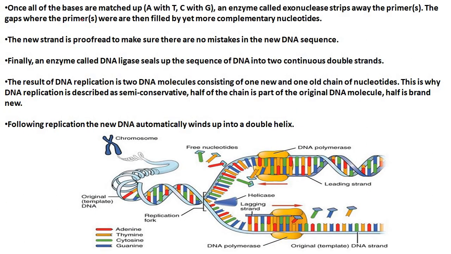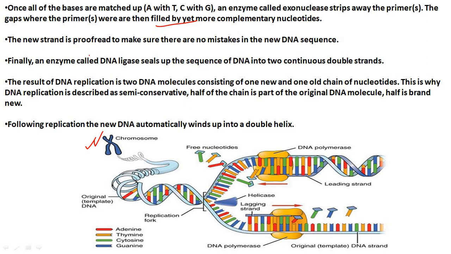Once all the bases are matched up, A with T and C with G, the exonuclease strips away the primer, and the gaps where the primer was are then filled with more complementary nucleotides. It's a very good picture provided here. This is the DNA polymerase enzyme, and these are working along. There are helicase, there are lagging strands, this replication fork, very detailed.